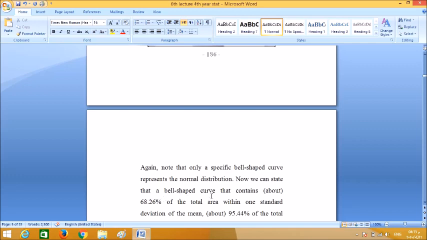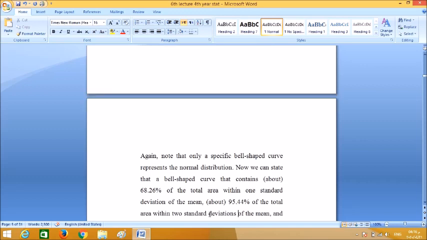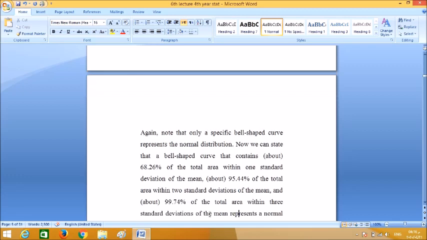68.3% of the total area within one standard deviation of the mean, and about, okay, so the bell-shaped curve eligible for the empirical rule is the normal distribution. Okay, so not all bell-shaped curves represent a normal distribution. Only a specific bell-shaped curve is eligible to apply the empirical rule. Okay, like this.